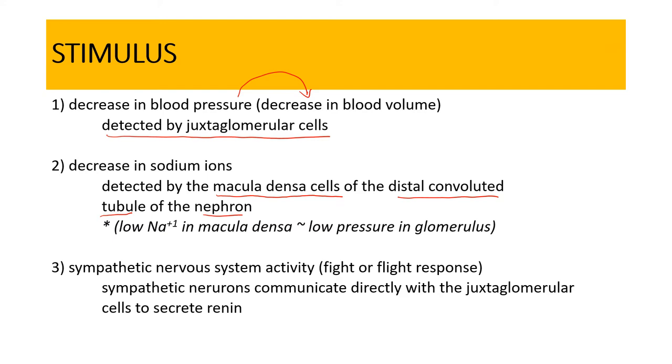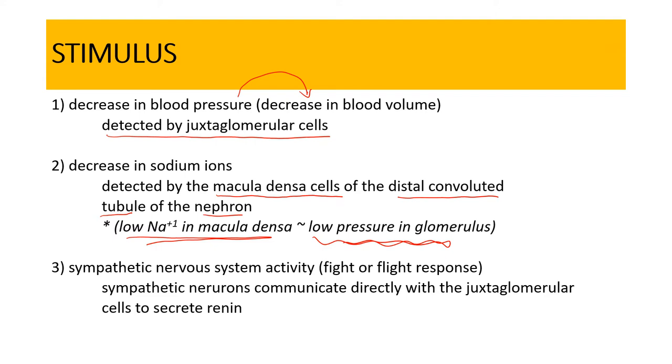So all of this information is being detected by different areas within the nephron, which is the functional unit of the kidney. Now, on a side note, while the macula densa cells are actually detecting low sodium levels at the end of the nephron, they're ultimately detecting a low pressure coming into the glomerulus. So if you've got low sodium at the end, you probably had low pressure coming into the nephron. So that's kind of a relationship there. I'm not testing you on it, just kind of interesting information.